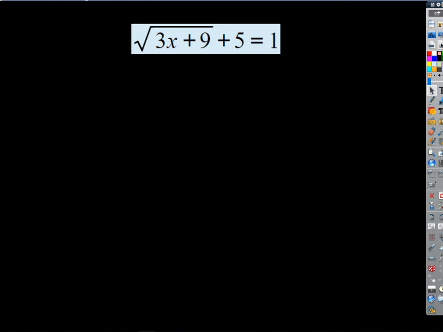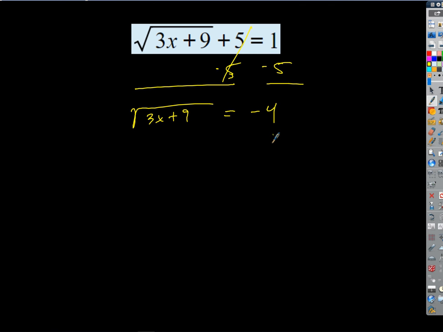If I just square this whole side, that's going to be a huge mess, isn't it? Right, I only want to square the square root to cancel it out. So we isolate the radical. So we subtract 5, and that gives us square root of 3x plus 9 equals -4. Okay, now what do I do?